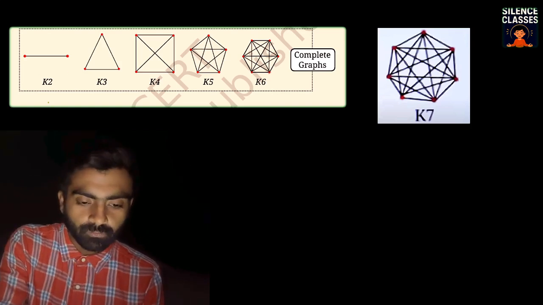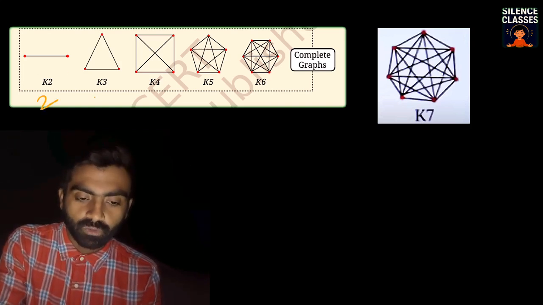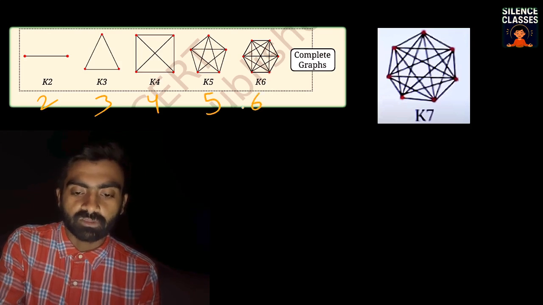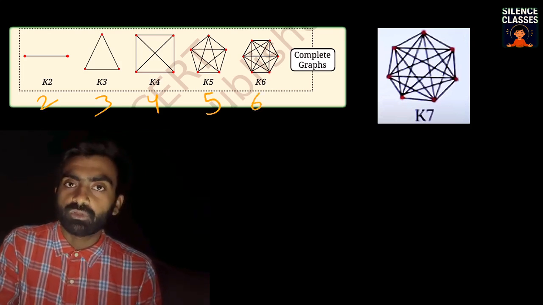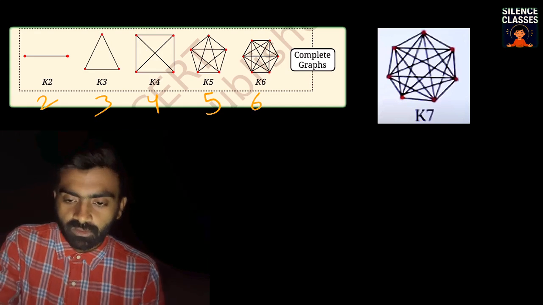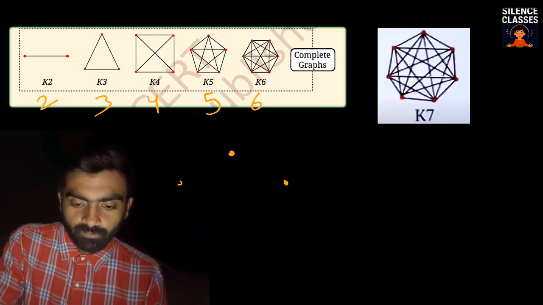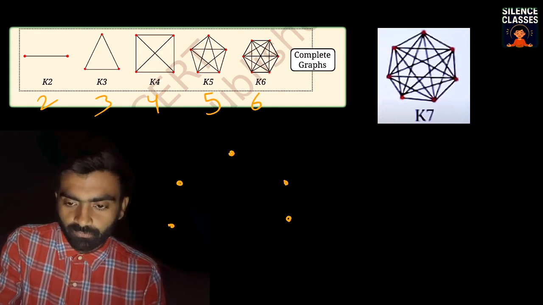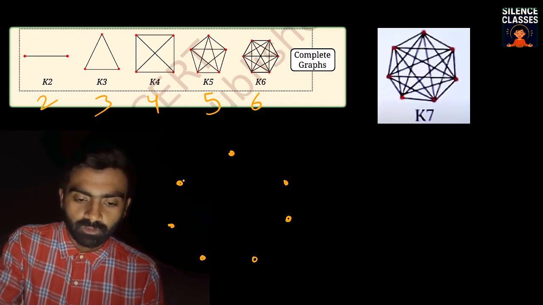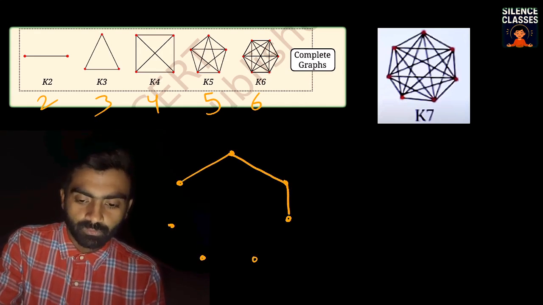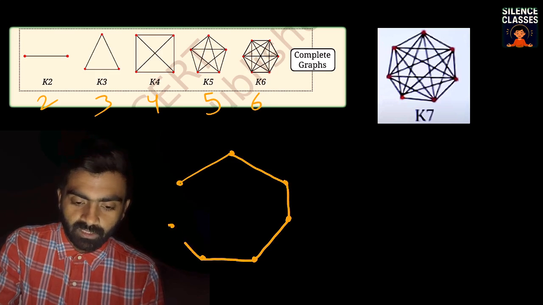Over here we are using two lines, 2 dots, 3 dots, 4 dots, 5 dots, 6 dots. Now we have to use the 7 dots, so we will use the 7 dots. I can make it 1 2 3 4 5 6 7. We can join first of all 1 2 3 4 5 6 7.